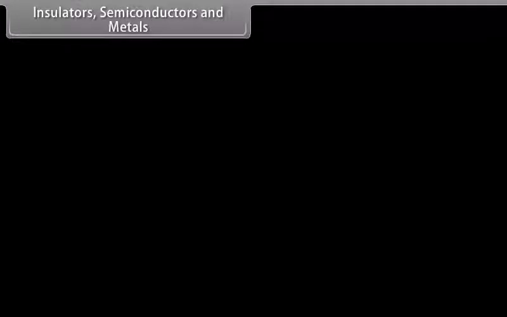Insulators, semiconductors and metals. On the basis of the band theory of solids, solids are classified as insulators, semiconductors and metals.